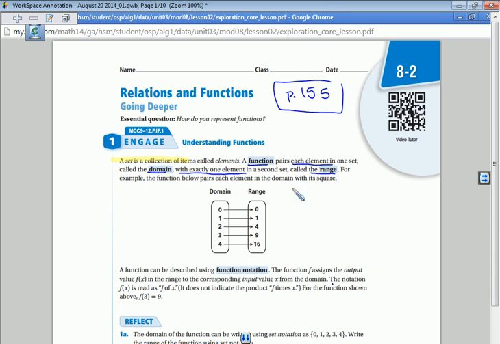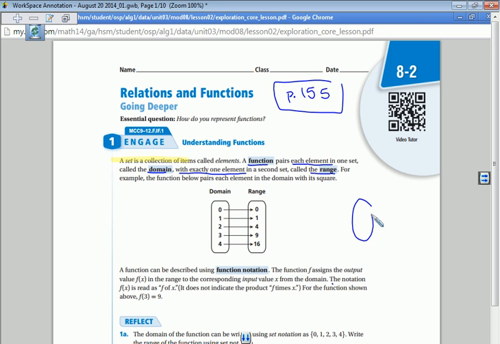Here we have an example, and this example is given to us as a mapping. Here we have our domain, and the elements in our domain are 0, 1, 2, 3, and 4. And here we have our range. The elements in our range are 0, 1, 4, 9, and 16. Now this example is a function because the 0 is paired with only one element in the range. The 1 is paired with only one element. The 2 is paired with only one element. The 3 is paired with only one element. The 4 is paired with only one element.